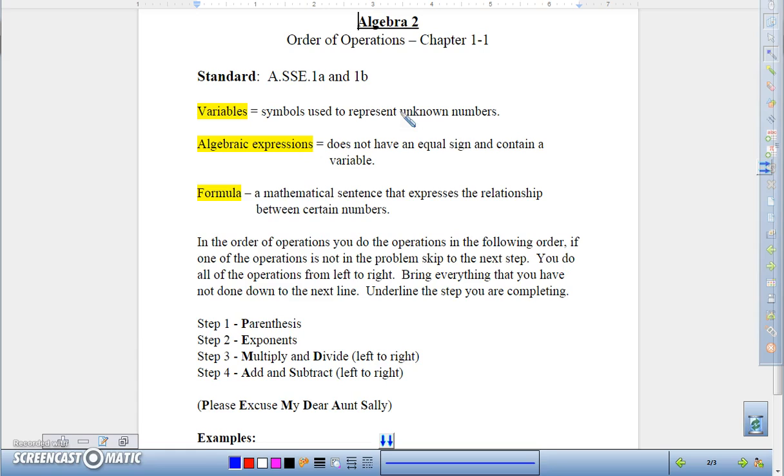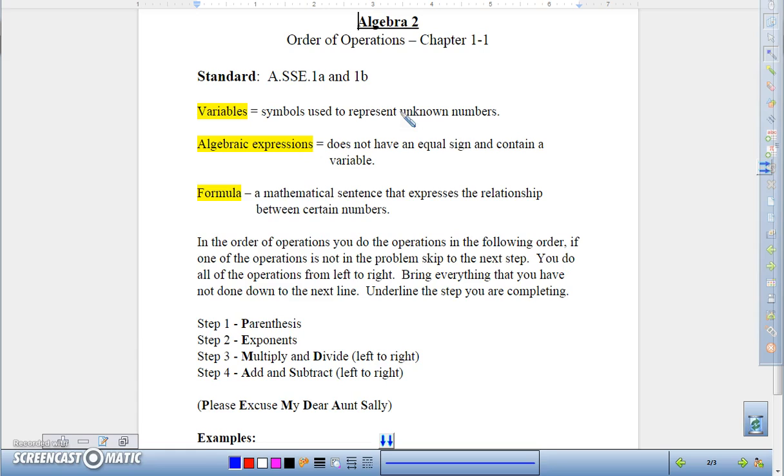So some vocab that we need to make sure that we know before we start are your variables. Variables are symbols used to represent unknown numbers. A lot of times variables are letters in algebra, which pretty well they always are in Algebra 1 and Algebra 2. Most common ones, X, Y, and Z. Any letter of the alphabet could be used, but X, Y, and Z are the ones that are the most common.